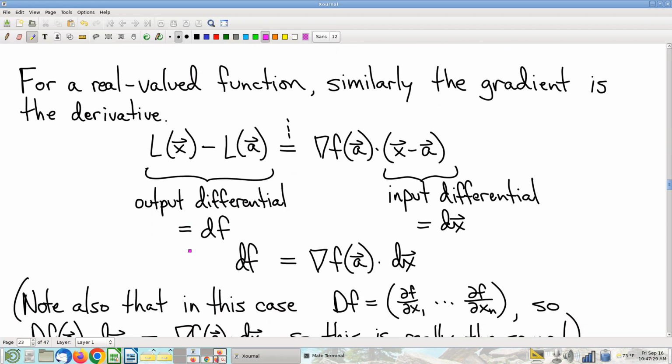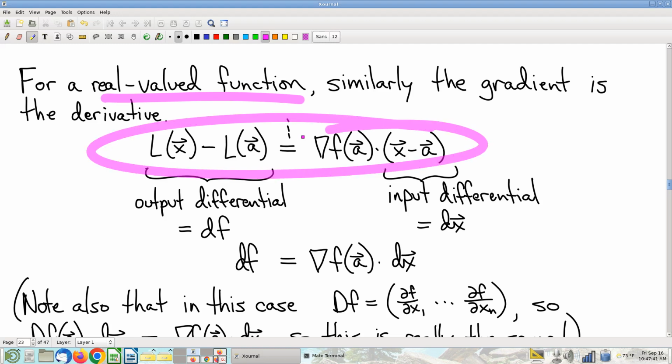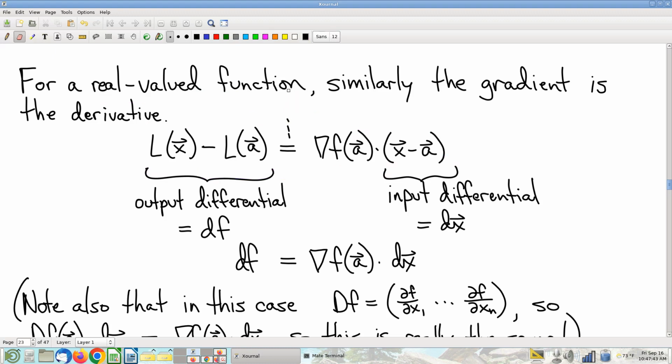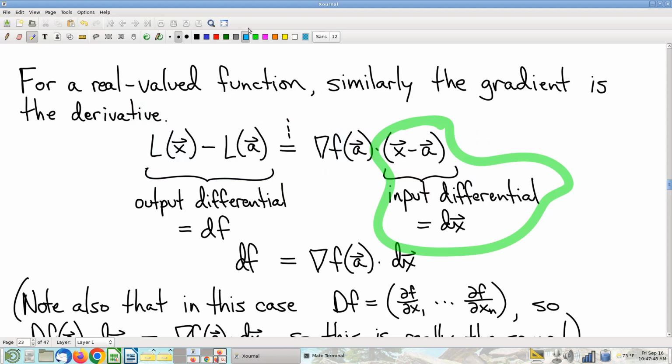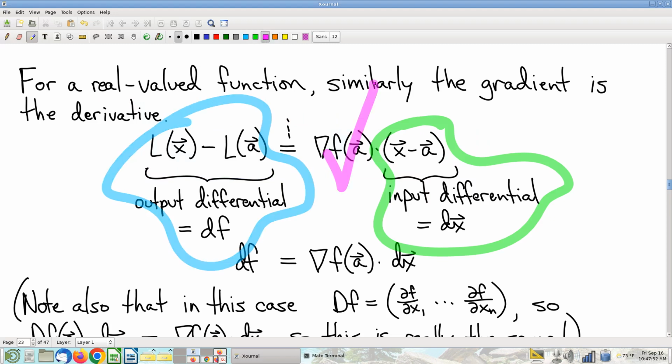Real quick, I'll point out you can make the same argument for gradients, right? For the real valued functions, we had a formula for linear approximations. You can move the one term over to the other side, you get this thing. We have here input differential, and here's our output differential, and so the gradient is the thing that does it. The gradient, therefore, is the derivative.